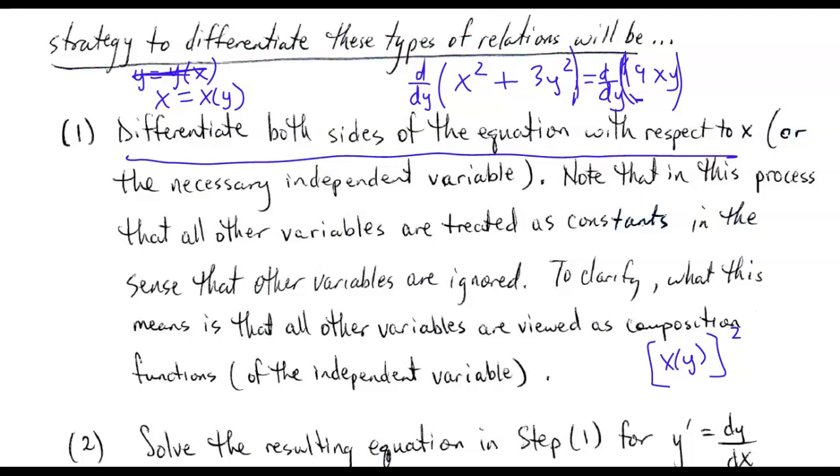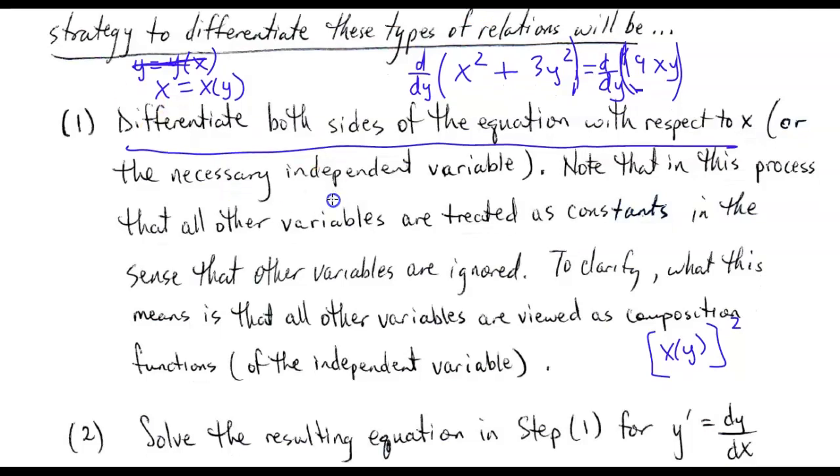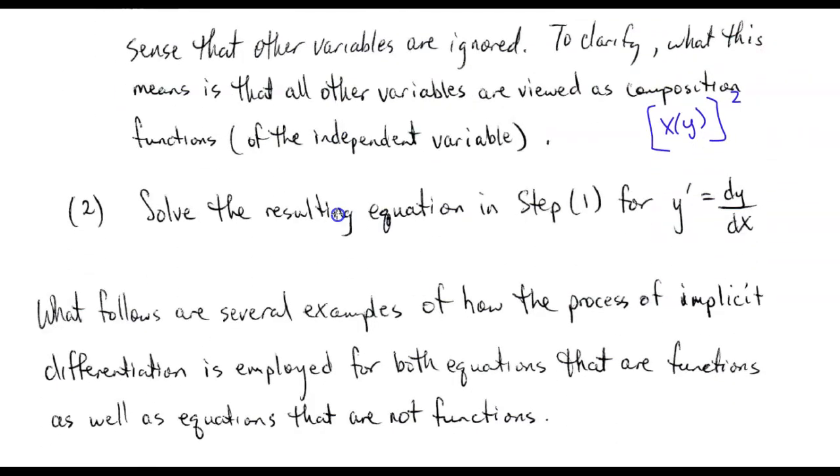All right. So the second step here is to solve the resultant equation for y prime, or dy over dx. This is assuming here that y is a function of x. If x is a function of y, then you're going to do it this way.